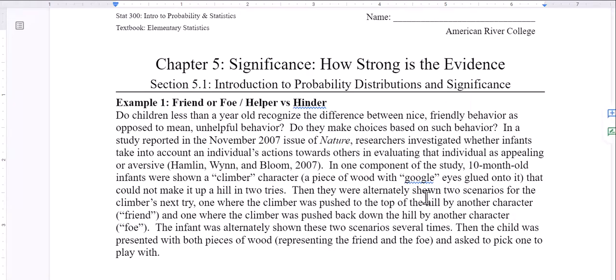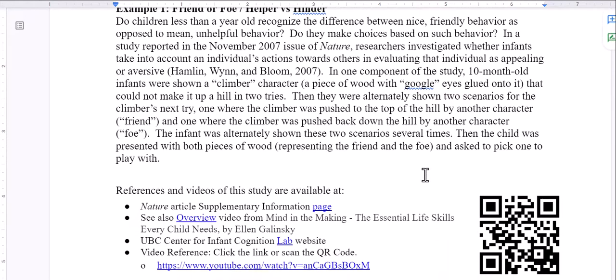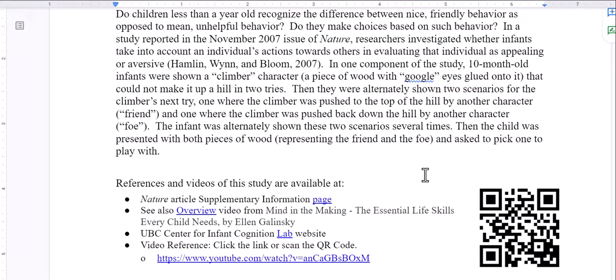In one component of the study, the children, 10-month-old infants, were shown a climber character, and this is what you have seen in the video. A piece of wood with googly eyes glued onto it that could not make it up a hill in 2 tries. And then they were alternately shown 2 scenarios for the climber's next try. One where the climber was pushed to the top of the hill by another character, the friend, and another scenario where the climber was pushed back down the hill by another character, the foe, right?